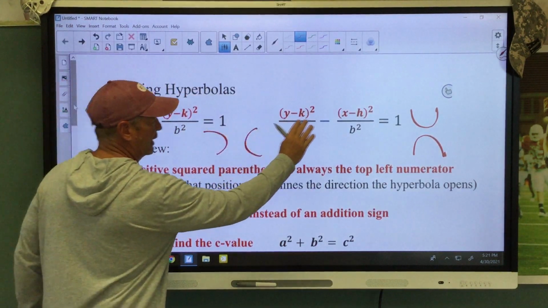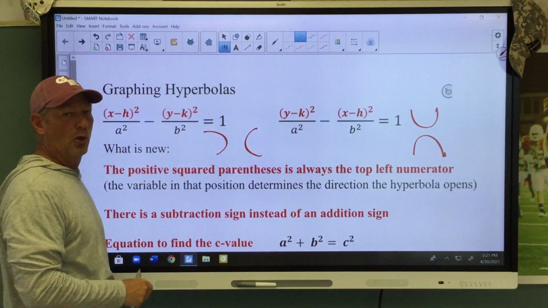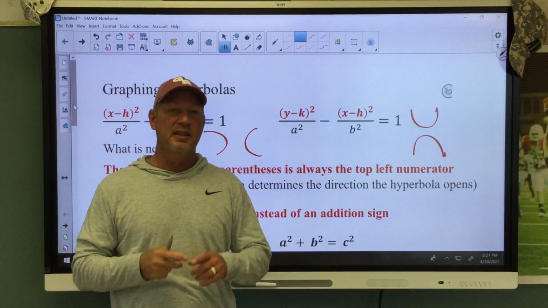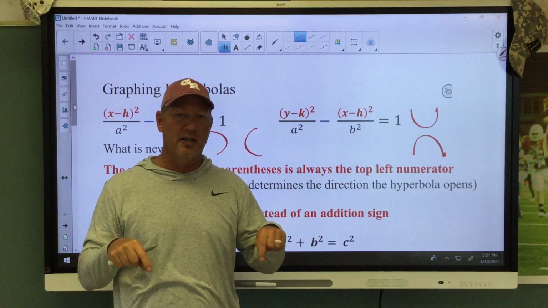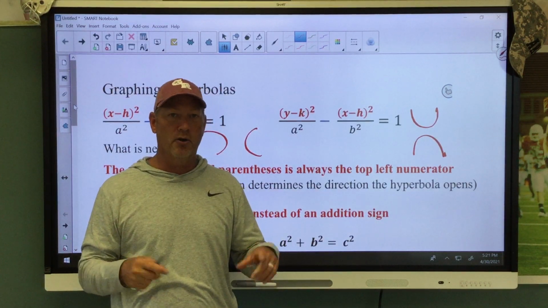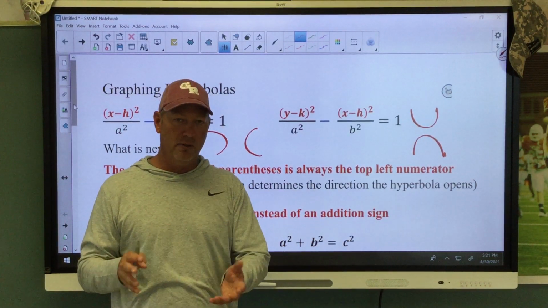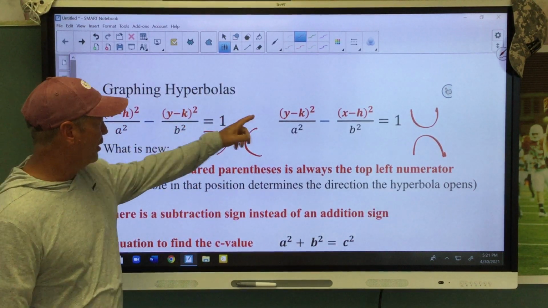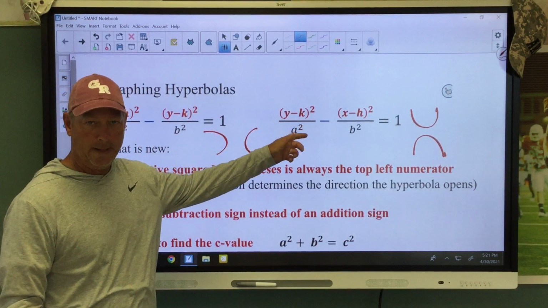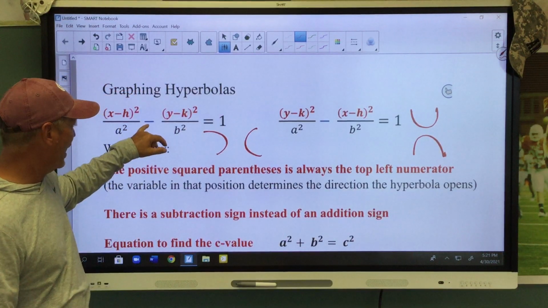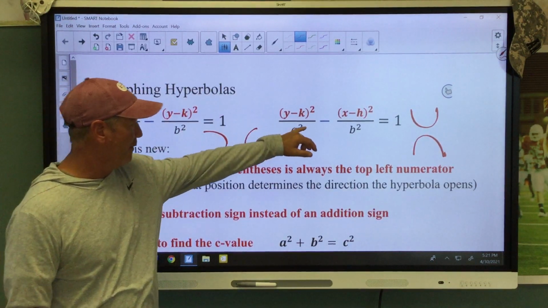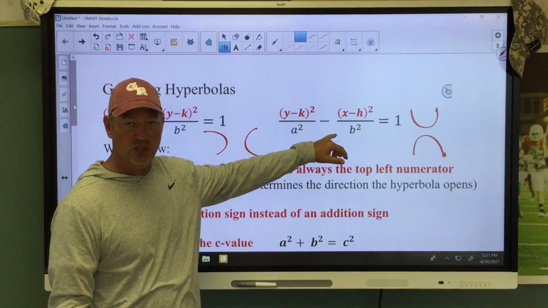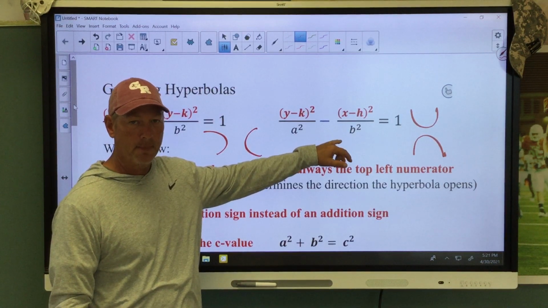The tops can change. When we were dealing with ellipses, the top never changed. It was the denominators that could move, okay? Or they would change because of the bigger value. But the top left can be either x or it could be y, okay? This is a minus sign. Another difference is you have a subtraction sign instead of an addition sign, okay?